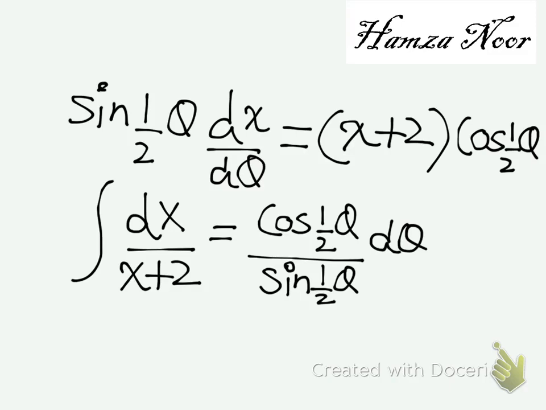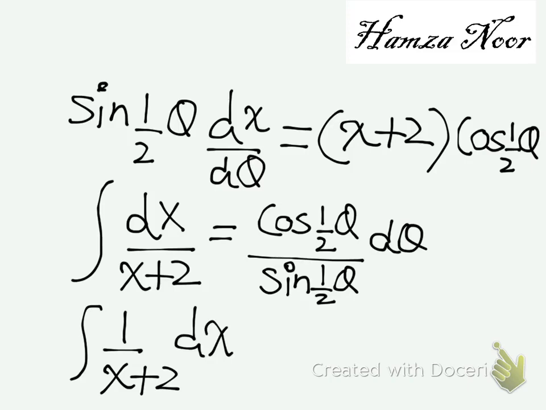So here we need to make the question again easier to solve for us. First thing, we know that dx over x plus 2 can also be written as 1 over x plus 2 times dx. So the integral of 1 over x plus 2 will be very simple. The integral of 1 over x plus 2 is ln of x plus 2. Alright, so what else do we need to do here?